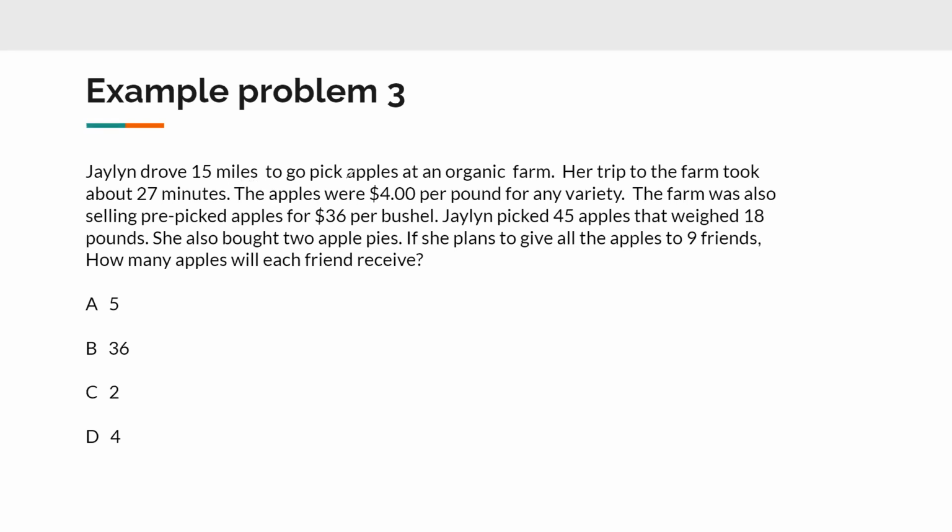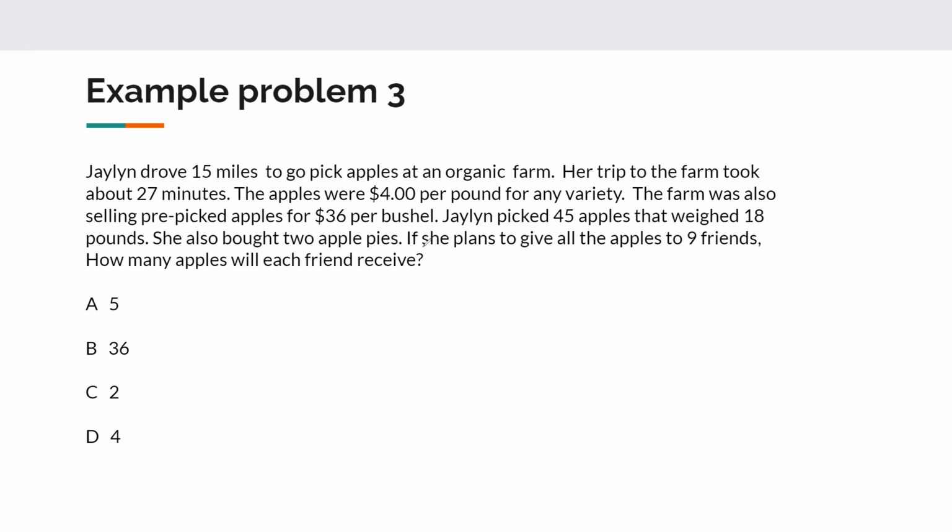Jalen drove 15 miles to go pick apples at an organic farm. Her trip to the farm took about 27 minutes. The apples were $4 per pound for any variety. The farm was also selling pre-picked apples for $36 a bushel. Jalen picked 45 apples that weighed 18 pounds. She also bought 2 apple pies. If she plans to give all of the apples to 9 friends, how many apples will each friend receive?